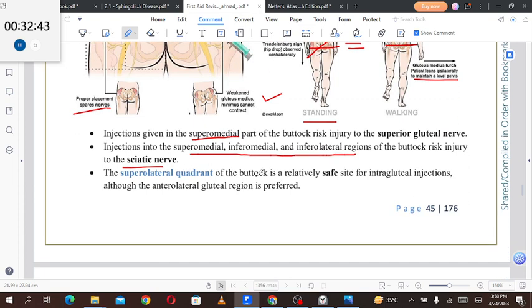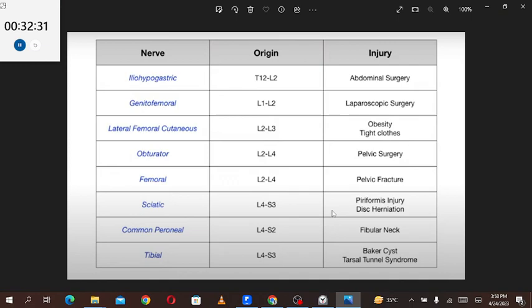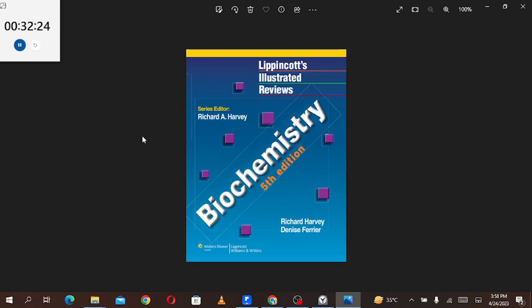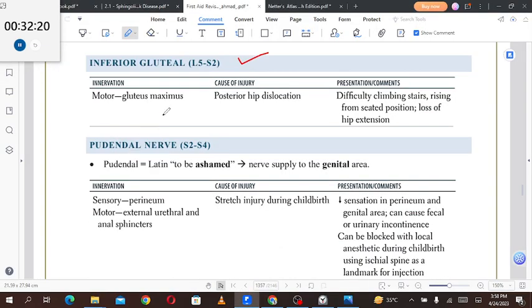The superior lateral quadrant of the buttock is relatively safe for intragluteal injections, although the anterolateral region is preferred. Then inferior gluteal nerve, S4 to L5 to S2. I guess we have a question for that as well. Okay, let's come back. Inferior gluteal nerve.